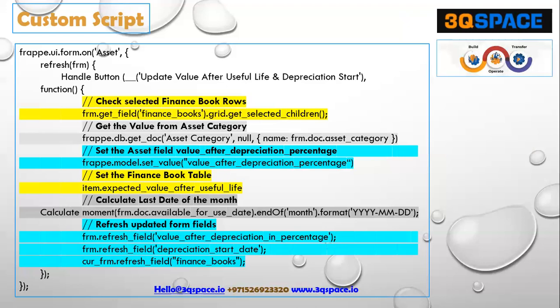We update these values, and then we refresh the fields and the table so that the form is refreshed automatically for the user to see this information. So this is the overall functional overview and the implementation detail that we'll be doing through the custom script.